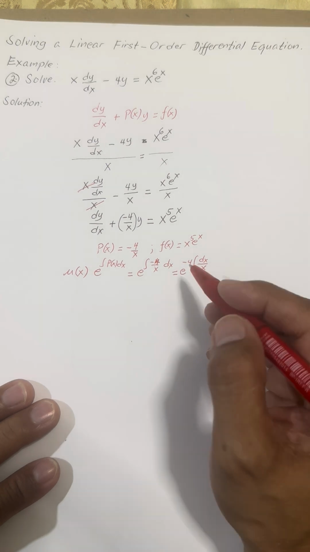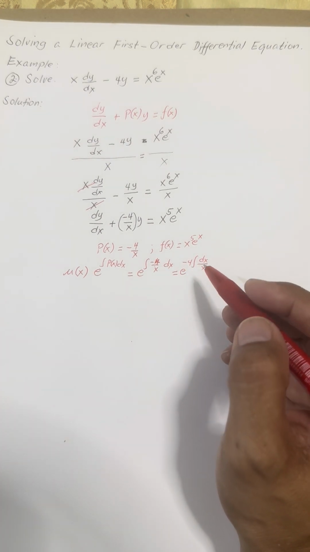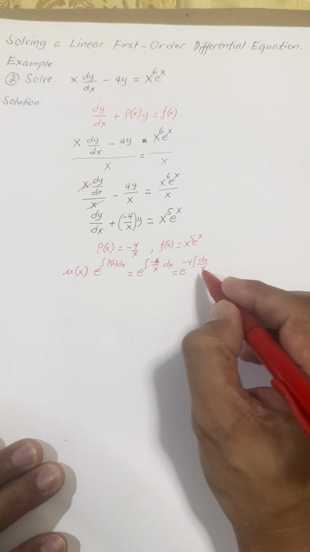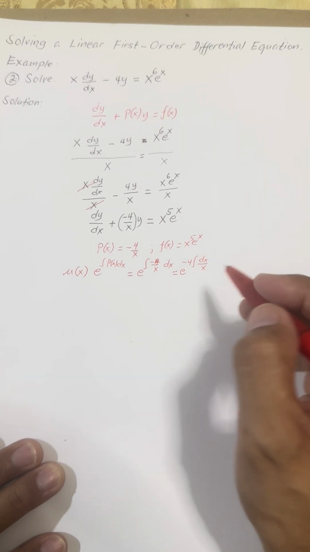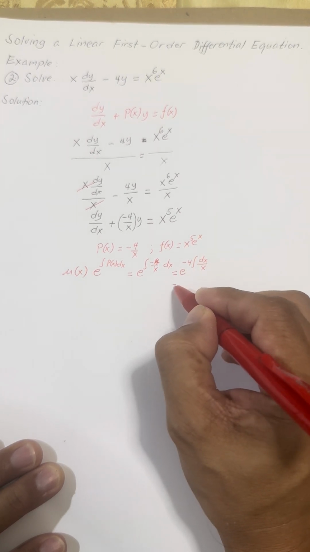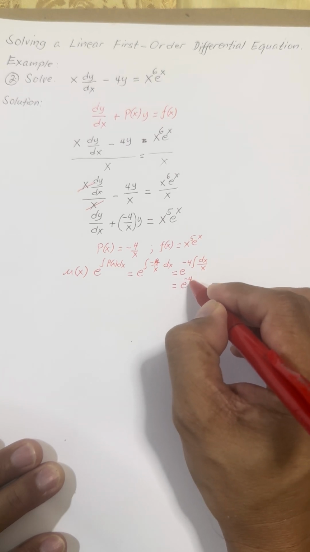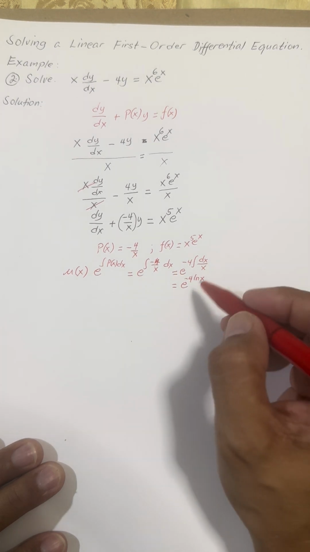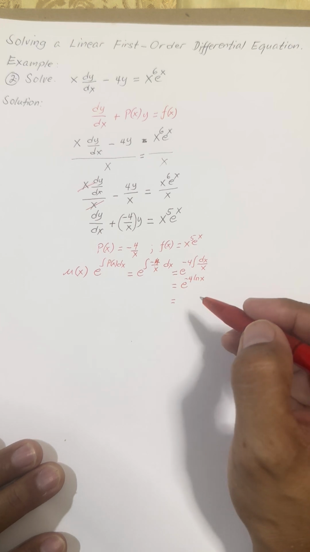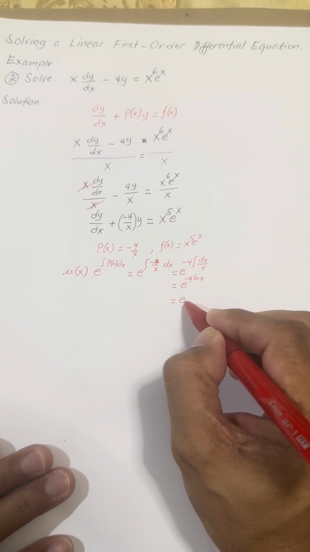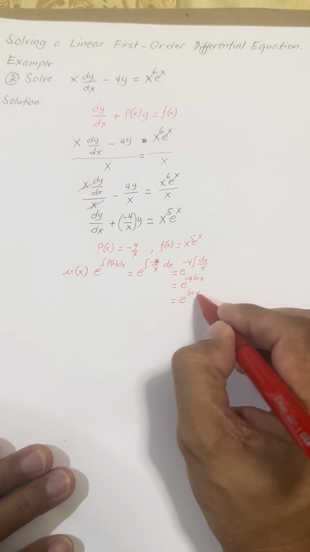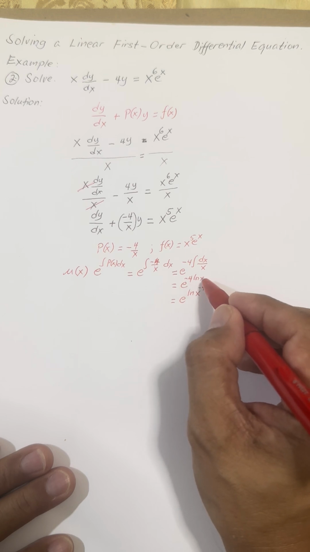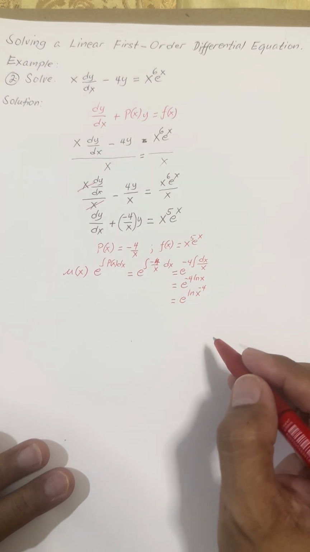Okay? So what is the integral of dx over x? So the integral of dx over x is simply equal to e to the minus 4 times ln x. Then from algebra, we will apply the properties of logarithm. So we can write this as e to the ln x raised to a power negative 4. So we have to put this negative 4 as the exponent of this. So that is the properties of logarithm in algebra.